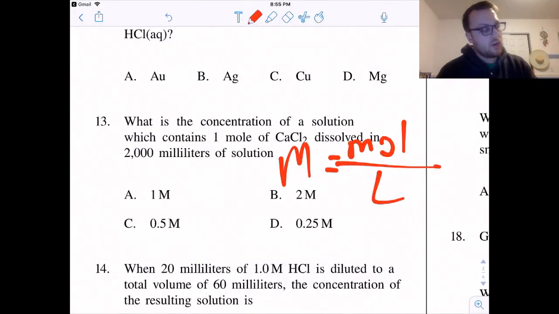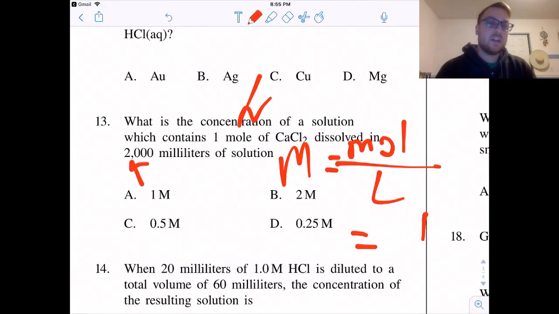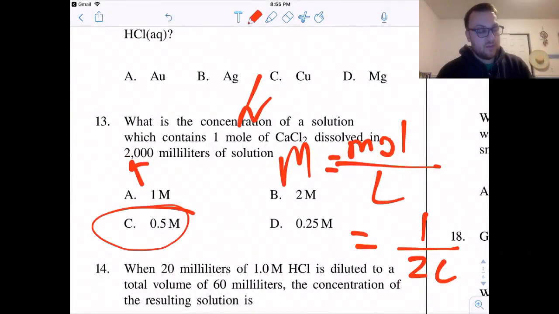Like if they say, oh, what if this was 50 grams? Well, that's your given mass. That's your actual mass. Divide the 2. Do 50 divided by CaCl2's actual weight, which is like 110. But usually they're pretty forgiving with moles.